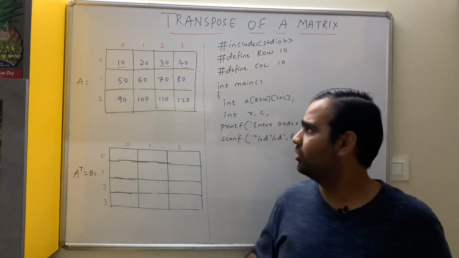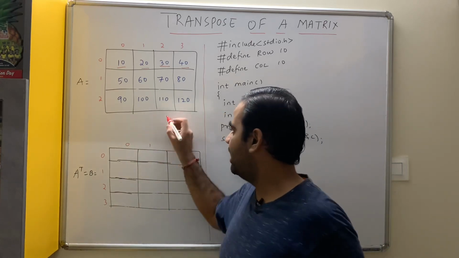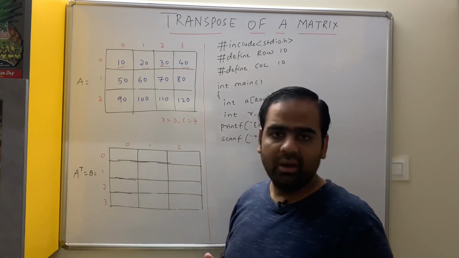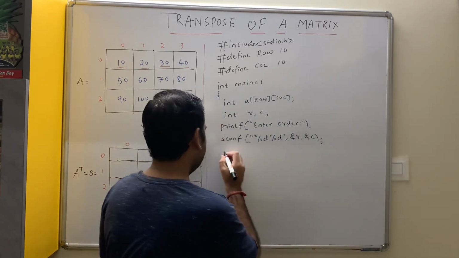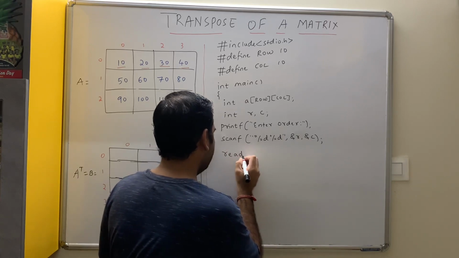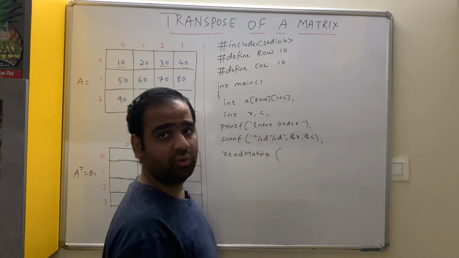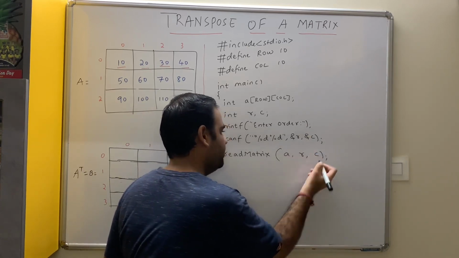Let the number of rows be say 3 and let the number of columns be say 4, and I say R is equal to 3, C is equal to 4. Now I have to read this matrix, and for this we have already written one function called read matrix. I say read matrix. What is the matrix we want to read? A. How many rows are there? R. And how many columns are there?